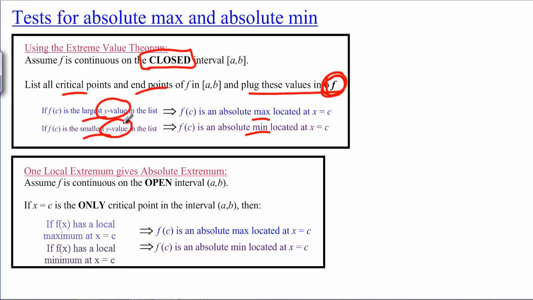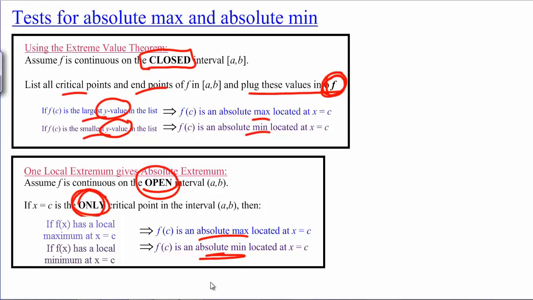We do have a new test that we can do now that we know how to find local maxes and mins. This is the one local extremum gives absolute extremum test. Well, that's a really long name. But basically, what if you're looking for an absolute extremum and you have an open interval? Well, in general, we have no way of knowing if you have any at all. But it turns out that if you have only one critical point in this interval, then if you can just show that it's a local max, it'll also be an absolute max. And if you can show that it's a local min, it'll be an absolute min.